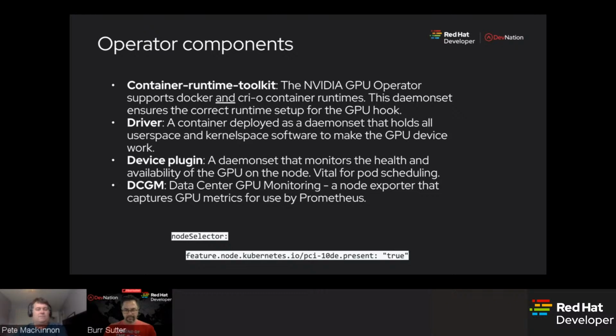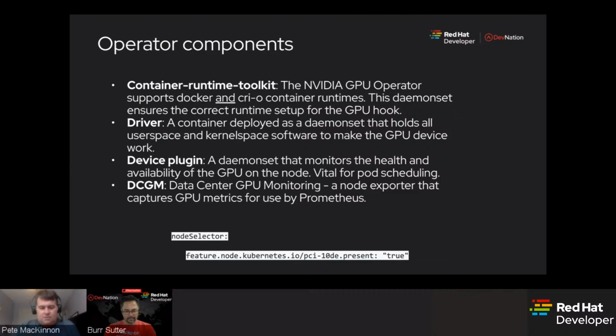Then there's the driver itself, and that's a container that's deployed also as a daemon set, and that holds all the user space and kernel space software to make the GPU device actually work, the device driver. Then there's the device plugin, that's a daemon set as well, and that monitors the health and availability of the GPU on the node, and obviously that is vital for correct scheduling by Kubernetes. And then finally, there's DCGM, Data Center GPU Monitoring, and that is a node exporter that captures some of the GPU metrics and provides those for Prometheus.